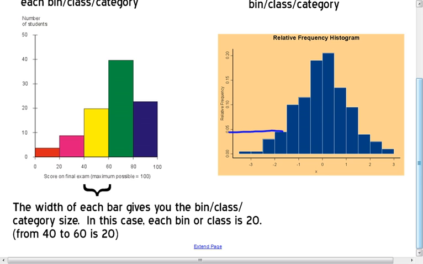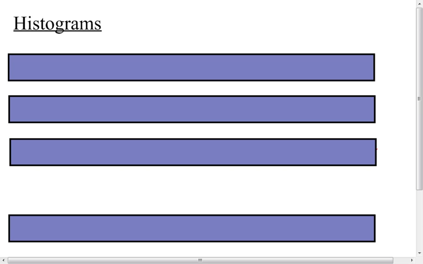The width of the bars, which is the distance from here to here, is known as, some books call it a bin, some books call it a class, some books call it a category size or a scale. Usually I'm going to refer to it as a class, but in this case, on the far left, that bin or class is 20, from 40 to 60 is 20.